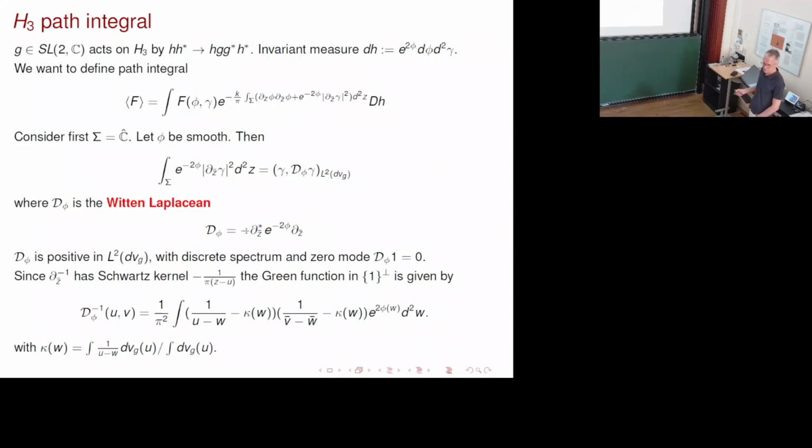So you assume a surface without boundary. Yeah, here we are, the sphere. Yes.